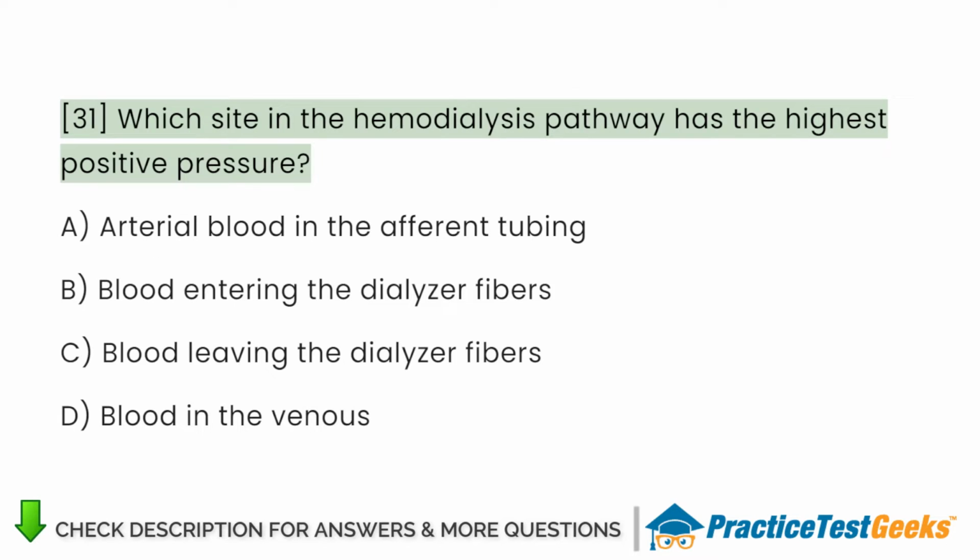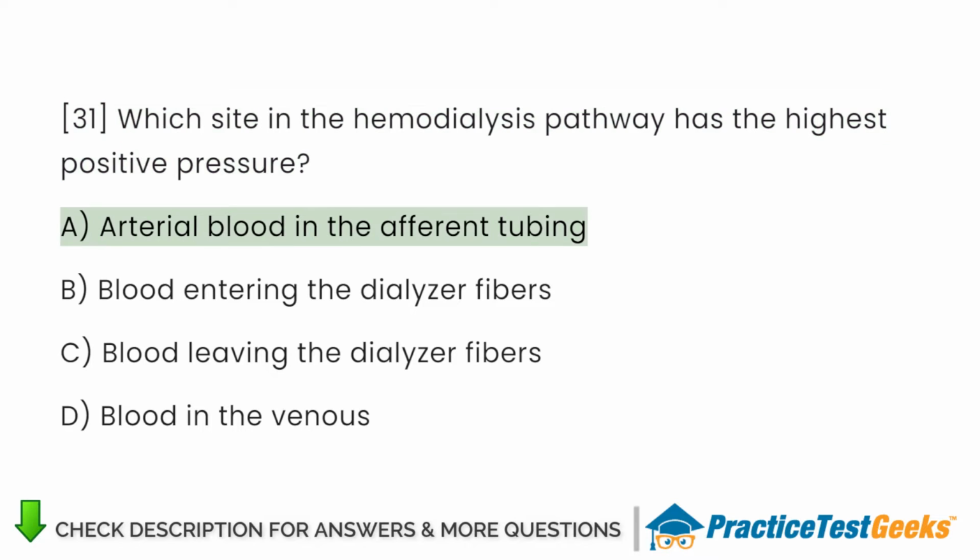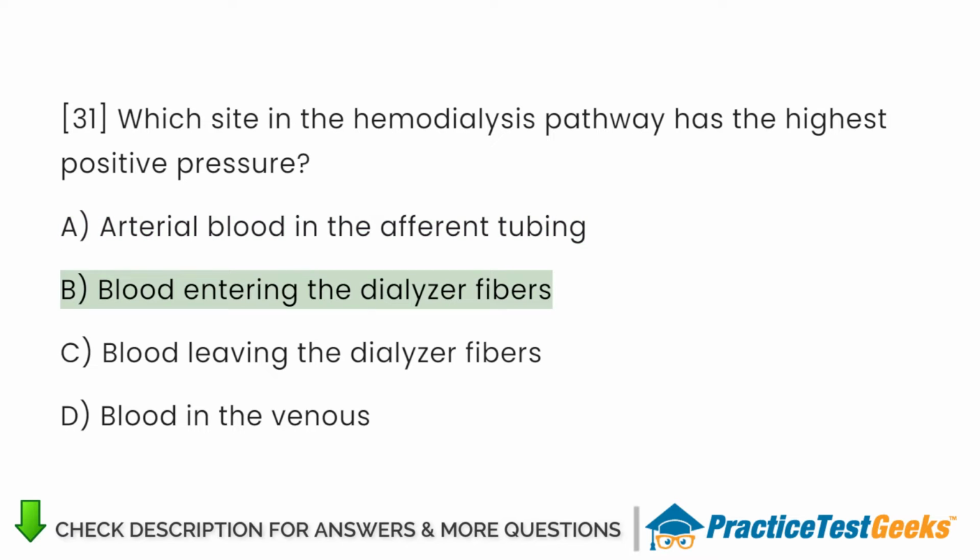Which site in the hemodialysis pathway has the highest positive pressure? A. Arterial blood in the afferent tubing. B. Blood entering the dialyzer fibers. C. Blood leaving the dialyzer fibers. D. Blood in the venous.